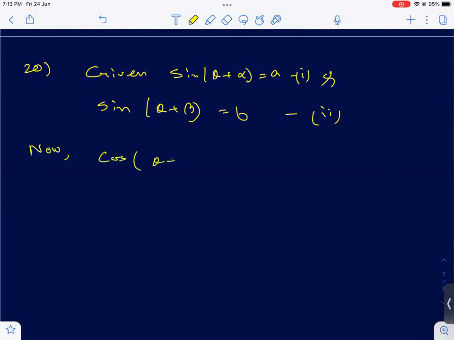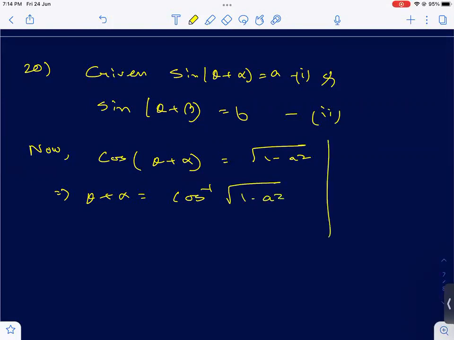Now, cos(theta plus alpha): cos square theta equal to 1 minus sine square theta, and cos theta equal to root over 1 minus sine square theta. Therefore, theta plus alpha equal to cos inverse root over 1 minus A square. Inverse circular function is not in class 11. Still, I am telling you, cos 30 equal to root 3 by 2, so 30 degree equal to cos inverse root 3 by 2. This is the angle calculated. Inverse means angle.